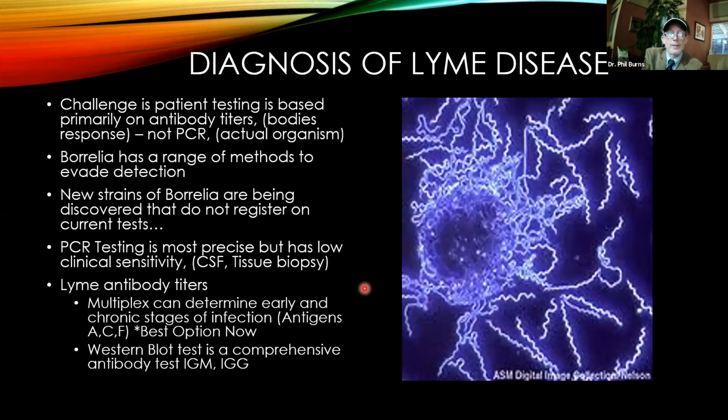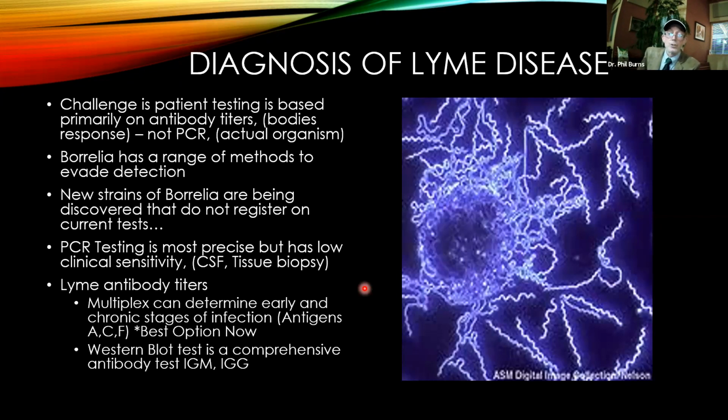The diagnosis of Lyme disease. So it's a challenge, but patient testing is based on antibody titers instead of the actual organism or PCR. And the reason, again, is that that organism can hide out so effectively in the body that to recover it for actual PCR testing can be tricky. Sometimes we are successful with CSF or biopsying, but again, on a routine basis, we're pretty much using the antibody titers, which again are good information, but they have limits.